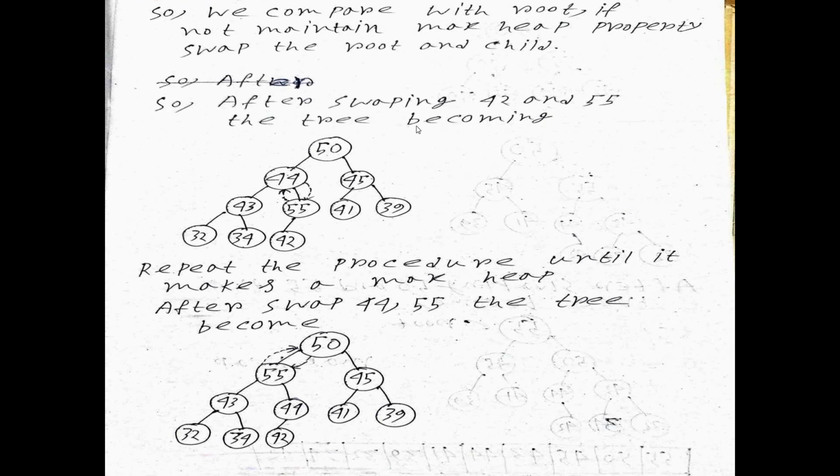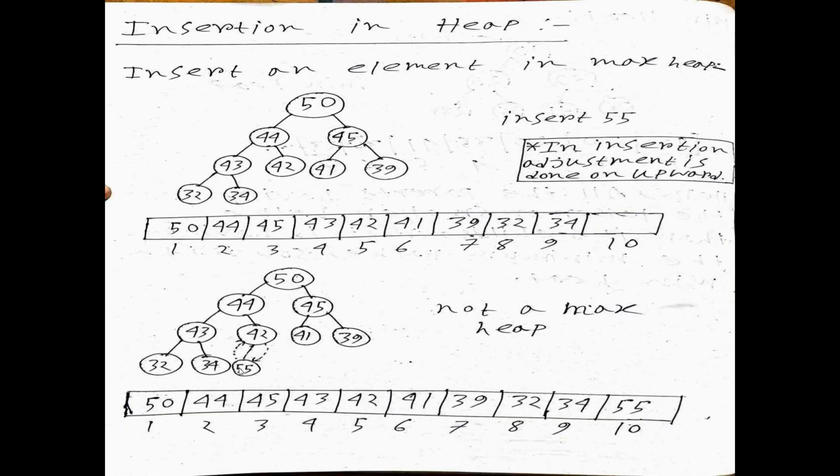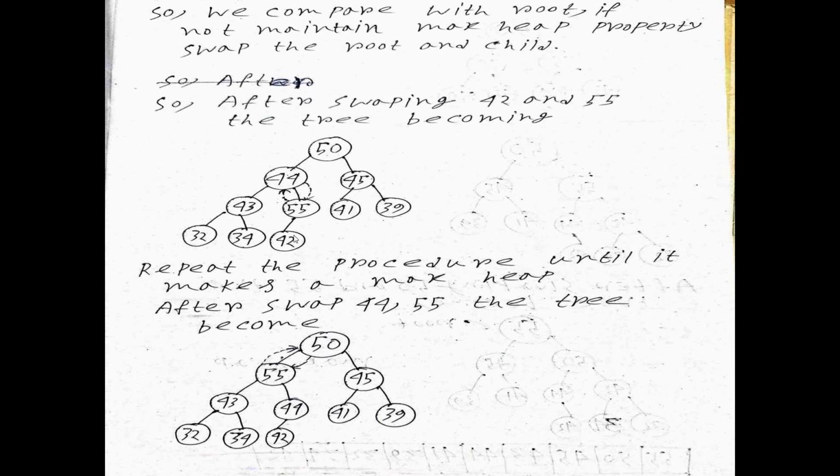So after swapping, the tree becomes: 42 goes here, 55 goes there, 55 becomes the root and 42 becomes the left child of 55 here. Now again we check whether it is a max heap or not. If you check, 44 and 45 are lesser than the 50, that means 50 is greater than 44, 45.